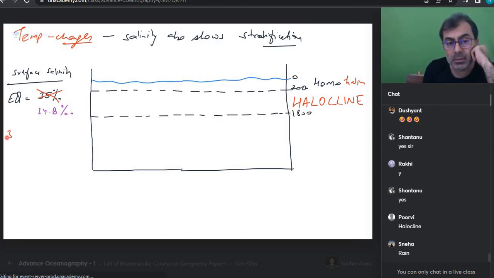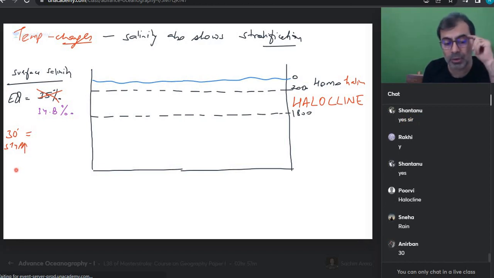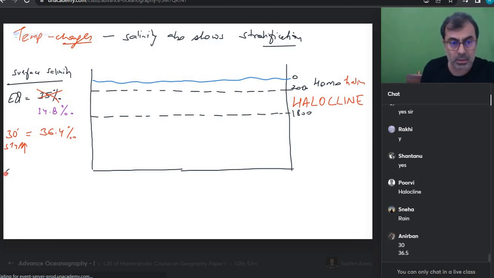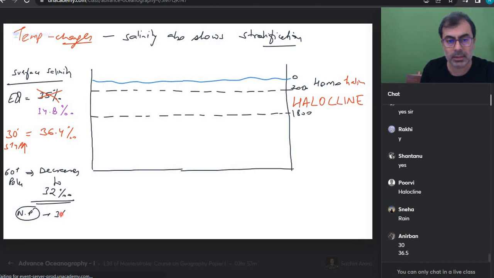Where is the highest? At 30 degrees, the subtropical high pressure belt. How high does the salinity get there? Clear sky, more evaporation, so there the salinity reaches 36.4. There you had memorized the values, can you memorize this too? In polar regions, 60 and above, salinity decreases to 32. Around the North Pole it becomes around 31, near the North Pole. Otherwise towards the pole it will come down to 32. Are we clear on this?